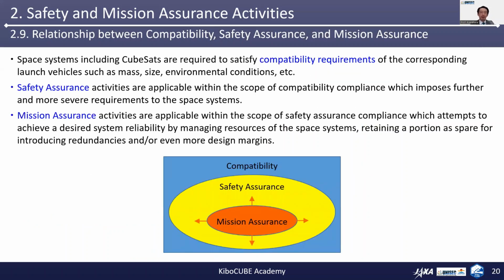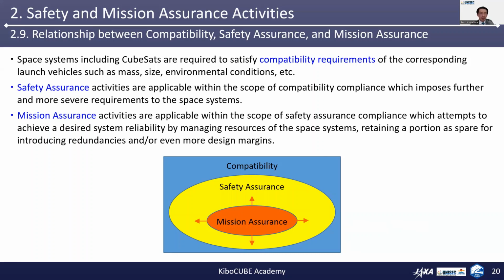At the end of this chapter, I'd like to summarize the relationship between compatibility, safety assurance, and mission assurance. So space systems, including CubeSats, are required to satisfy compatibility requirements of the corresponding launch vehicles, such as mass, size, environmental conditions, etc. Safety assurance activities are applicable within the scope of this compatibility compliance, which imposes further and more severe requirements to the space systems.